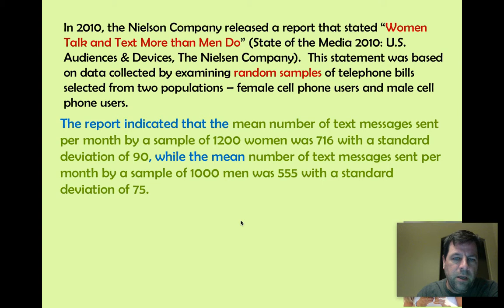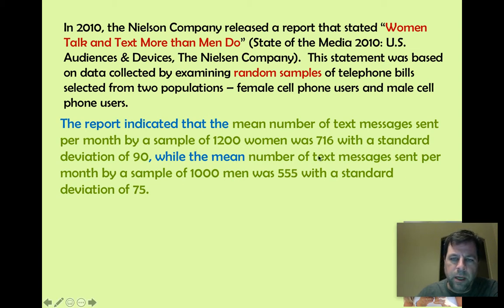Okay. While the mean number of text messages, again, it says mean, so we're not dealing with proportions. The mean number of text messages sent per month by males, and it's 1,000 of those. So N sub M is 1,000. X bar sub M is equal to 555. And S sub M is equal to 75.